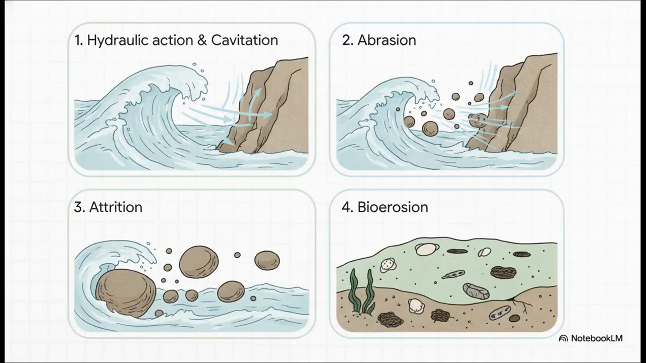Let's walk through these specific marine erosional processes. First up, hydraulic action and cavitation. That's the sheer brute force of moving water and compressed air smashing into cliffs. Next is abrasion, where waves pick up sediment and literally hurl it at the rock face like giant sandpaper. Then there's attrition, which happens when those individual sediment particles collide with each other out in the water, getting smaller and rounder over time. And finally, bioerosion, where marine organisms actually bore right into or graze on the rock itself.